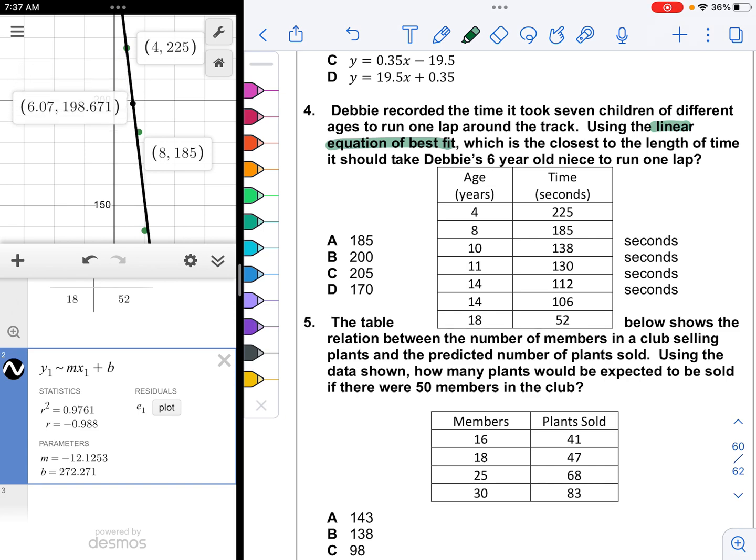So let's go back one more time. When I look at 6, it's going to be right there. I think it says 199.5. So the best answer choice would be 200 even. That's going to be letter choice B, 200 seconds. Go ahead and try question 5 by yourself.